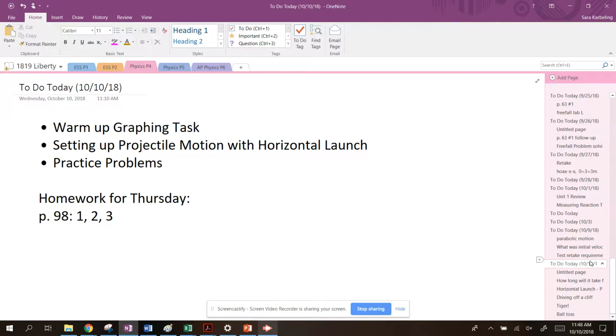Otherwise, we're going to move on to this unit. We're going to do a little warm-up graphing task. Then we're going to talk about projectile motion. That's going to be our whole day today. We've got practice problems, and you do have homework for tomorrow. So if you don't have that written down yet, you may want to write that down now.